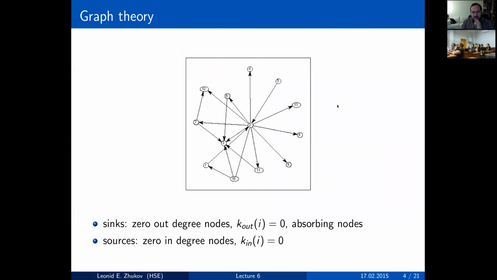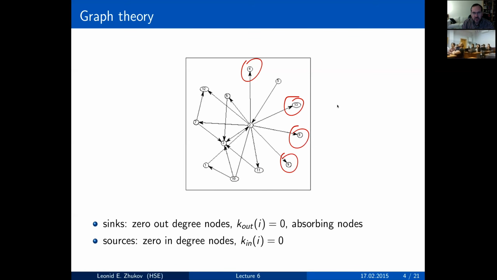So there are several types of nodes that are special in directed graphs. One type are so-called absorbing nodes, or sinks. These are zero-out degree nodes. So these are nodes that do not have any edges leaving them. Well, here, for example, a bunch of them, right? These are all absorbing nodes. Number 5 is not. So this is an absorbing node, this is.